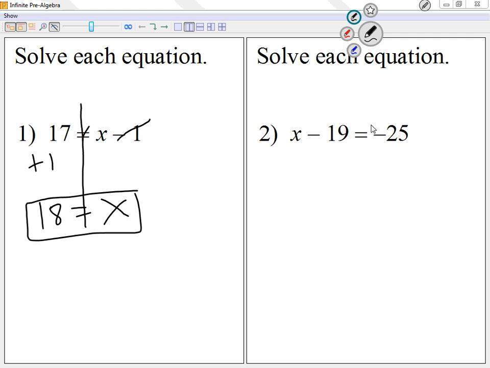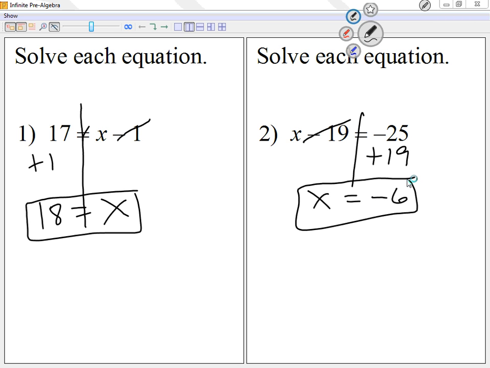If I look at number 2, I'm going to separate my sides through the equal sign. My -19, I'm going to move to the right as a +19. Remember, switch the sign. So I have that x is equal to -25 + 19. Remember, when they have different signs, we subtract and keep the sign of the larger one. So I'm going to call this -6. Once again, when the signs are different, a negative and a positive, subtract the two numbers and keep the sign of the larger one.